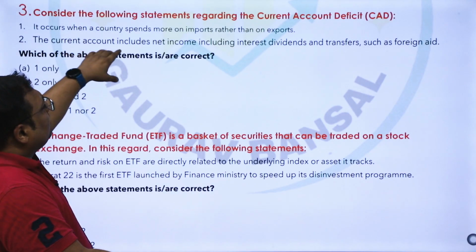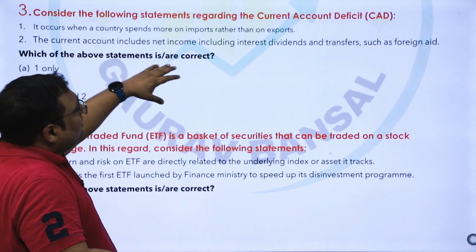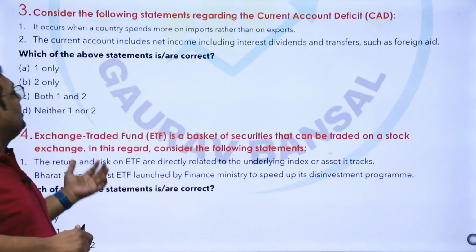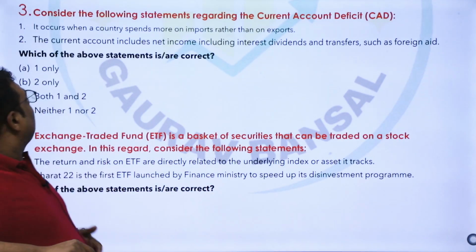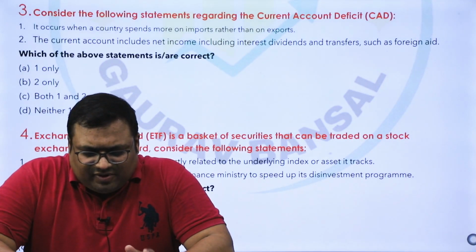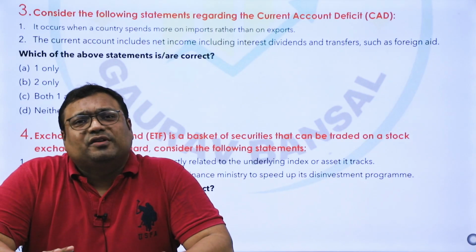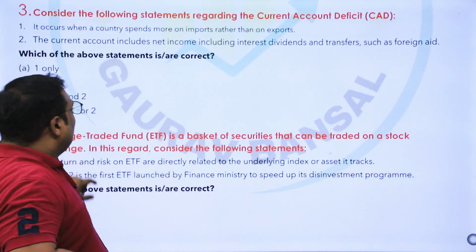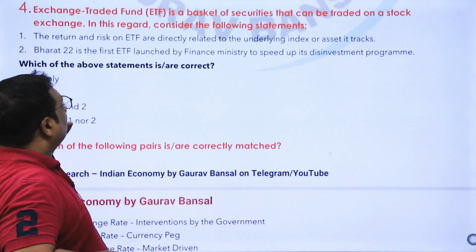The current account includes net income, including interest, dividend and transfers such as foreign aid. So yes, current account also includes the transfers. So what about 3? In 3, we have both of the statements as correct. Okay. So perfectly all right, both the statements.